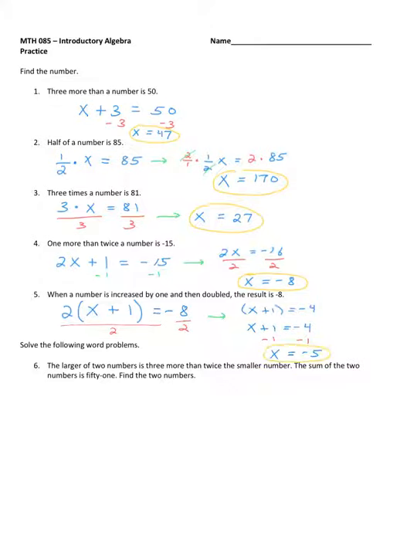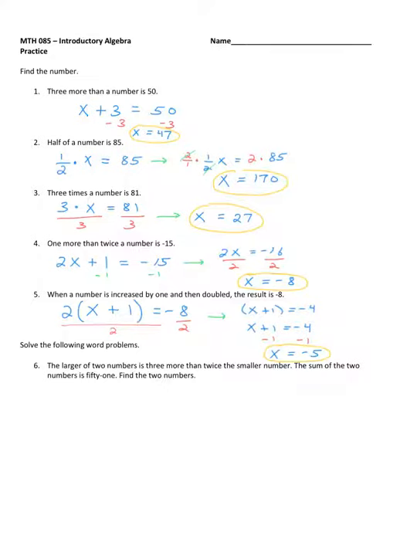So questions 4 and 5 are important because they illustrate this idea that when you have two different operations, like multiplication and addition, you have to be careful about the order in which they occur. For 4, multiplication was first, addition was second. For question 5, addition was first and multiplication was second.